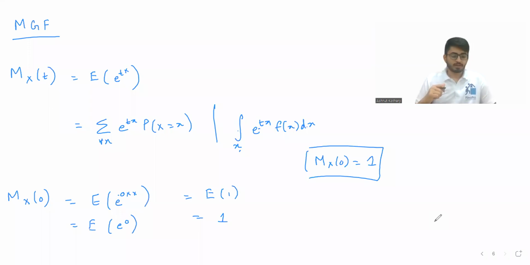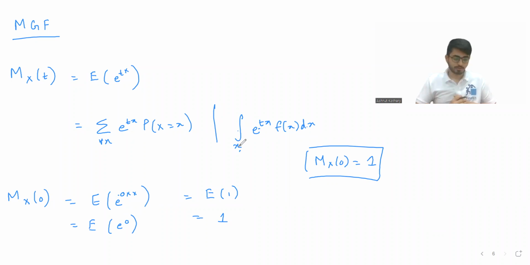I hope all of you have taken this down. Next, limits depend on what values x can take. If it can take the values minus infinity to infinity, so it will be minus infinity to infinity. This basically means for all values of x.